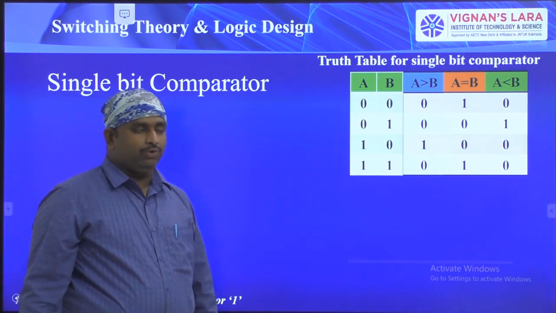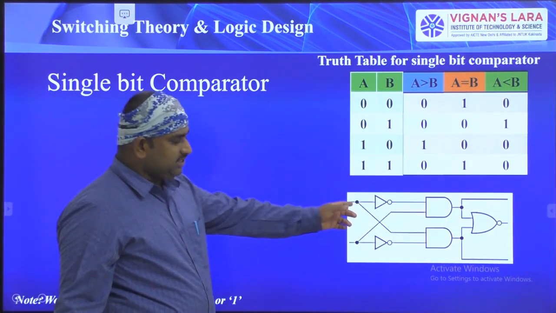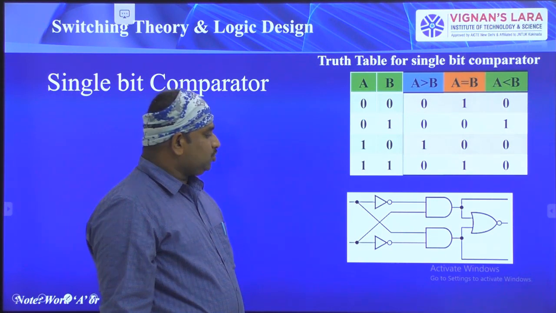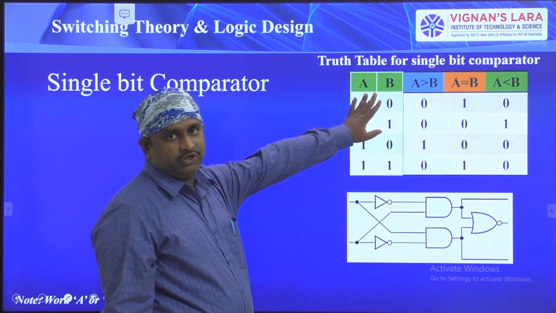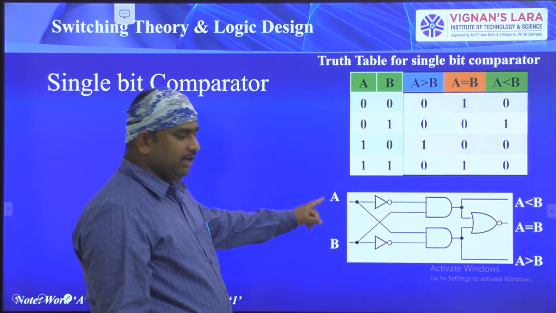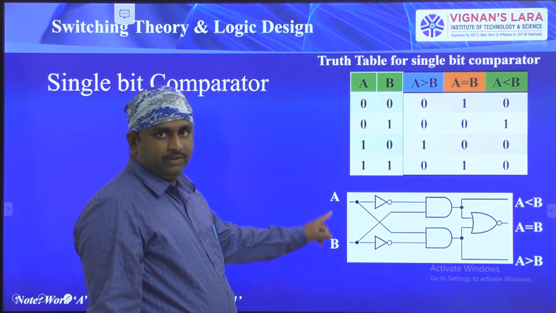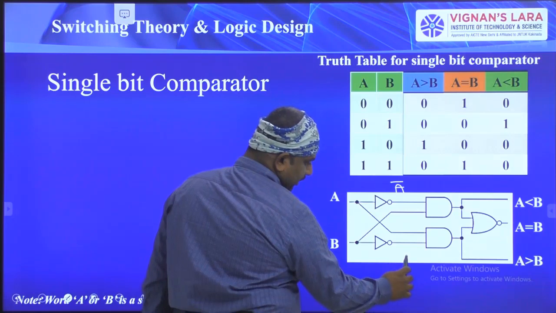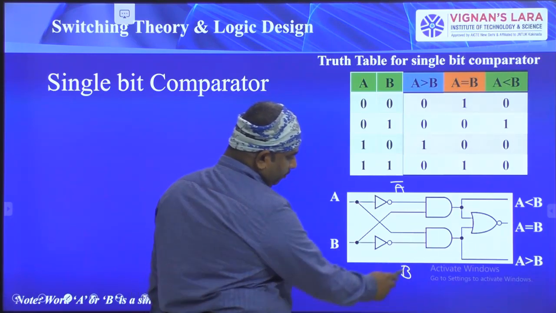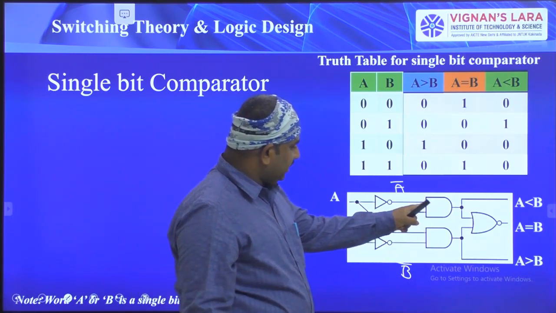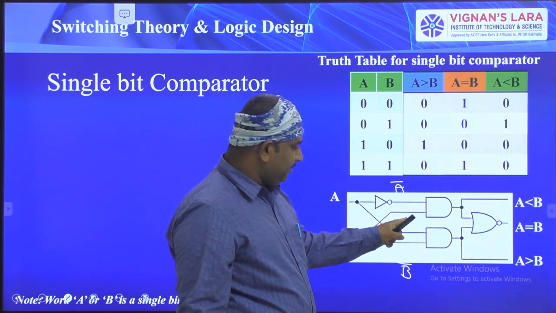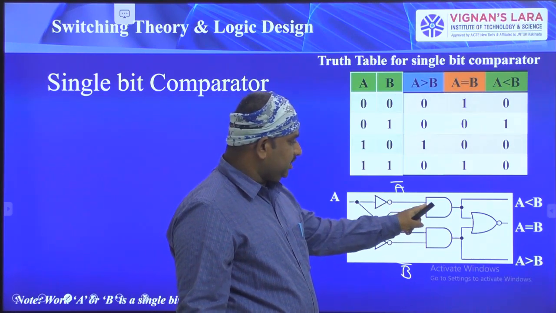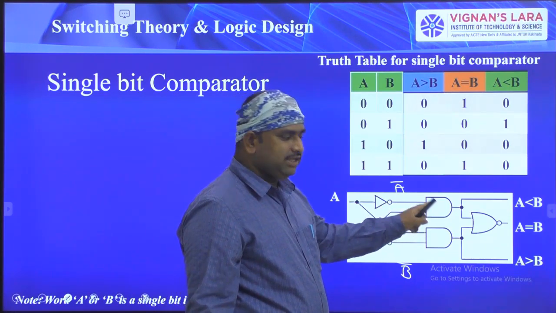Now we have to draw the diagram for this one. So see here, I have drawn the diagram here. This diagram is representing the three conditions. So coming to see here, A input, B input. This is the A input and B input. Here we have A bar. Here we have B bar. So for this, A bar signal we are giving and B signal we are giving. So finally this is A bar B.